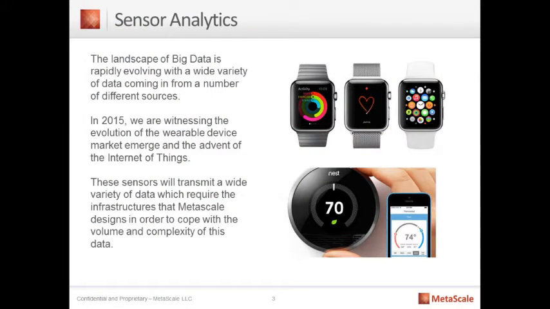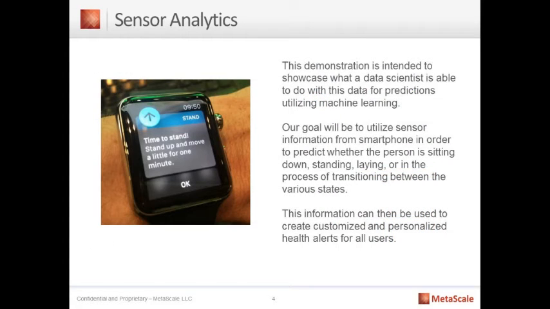So the landscape is rapidly evolving. Data is coming from a wide variety of sources. A lot of people are now talking about the Internet of Things, where sensors are going to be picking up information from a wide variety of platforms. We now want to bring all of this information in together. So what we're going to do is showcase how a data scientist would work with this type of information and how we can leverage it for analytics-based initiatives in your big data platform.